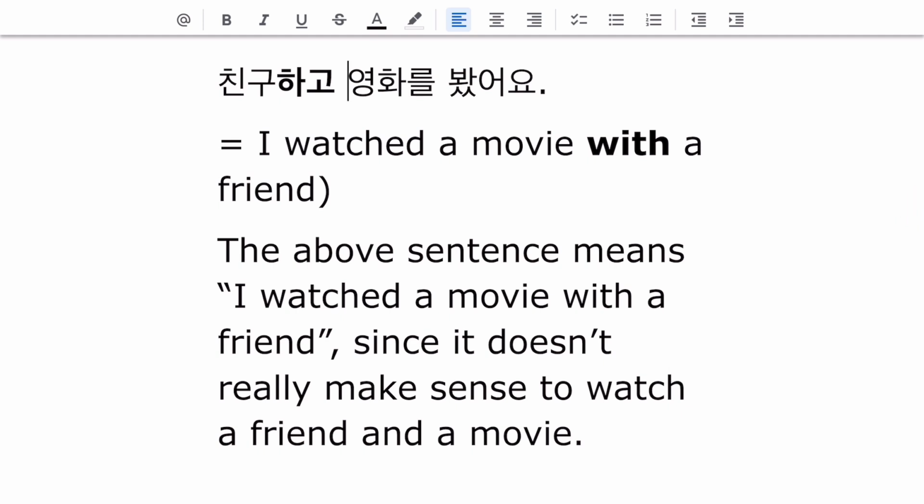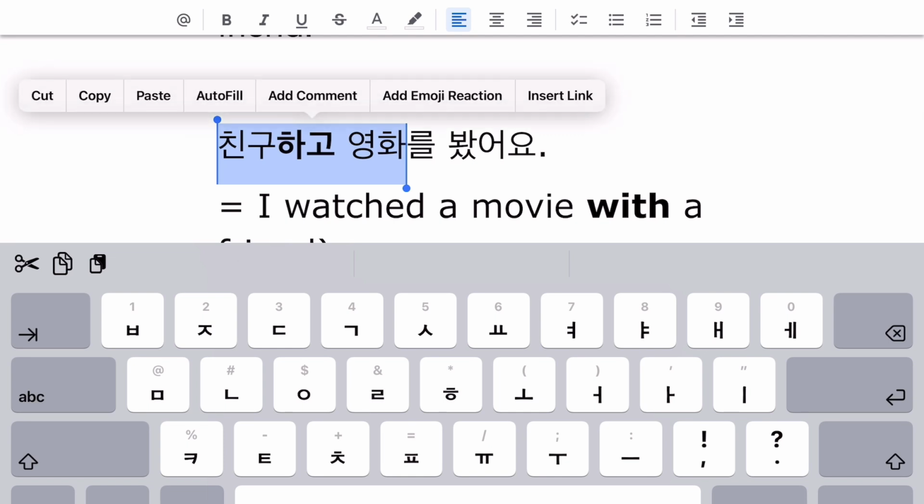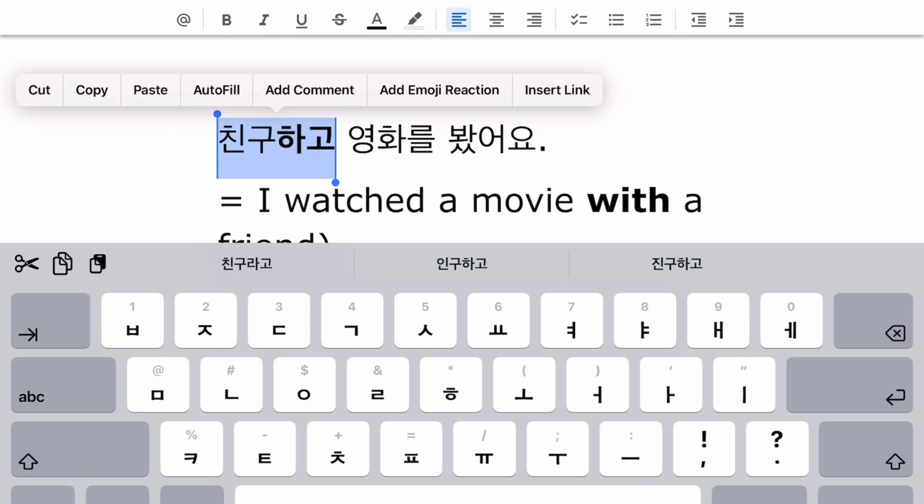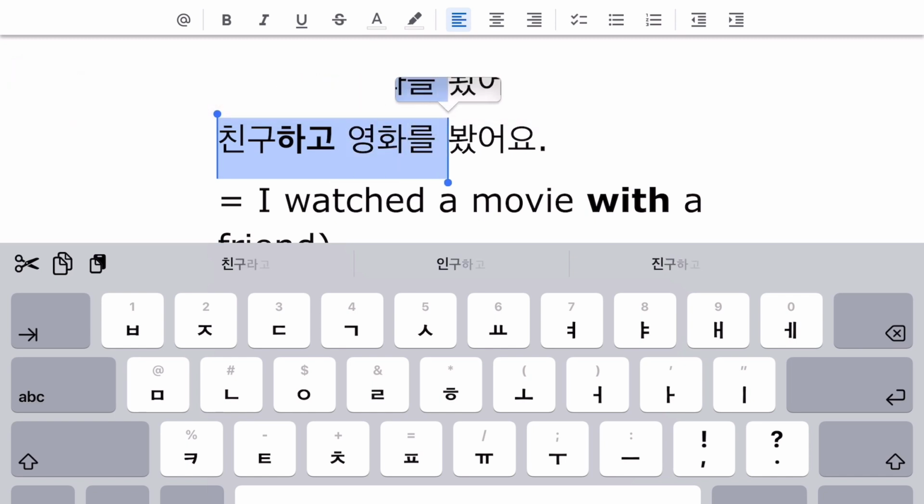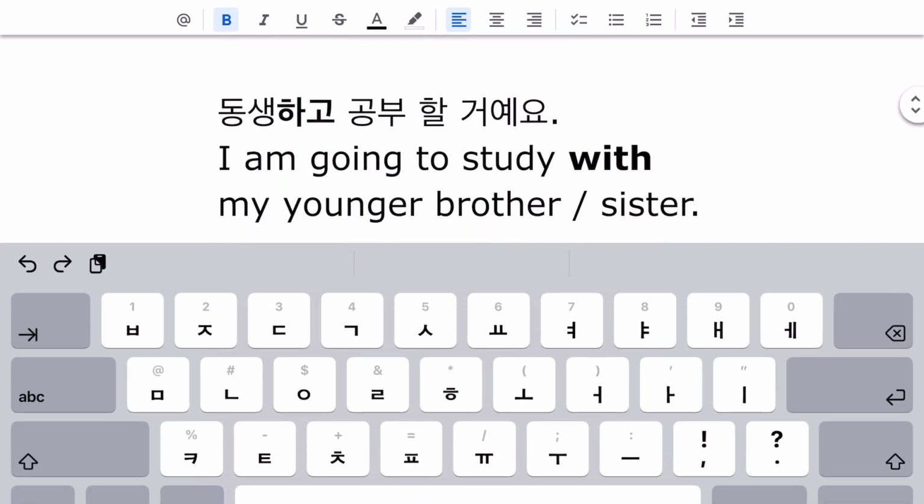Okay? Here's a good point. I watched a movie with a friend. It doesn't make sense to say I watched a friend and a movie, as you can see here, because we know 하고 also means "and." 친구하고 영화, friend and movie watched. That's not what we're saying here. So you can tell when it's going to be "with" and when it's going to be "and" by the context like this, because it wouldn't make sense to watch your friend and watch the movie, you know. All right, let's move to the next.